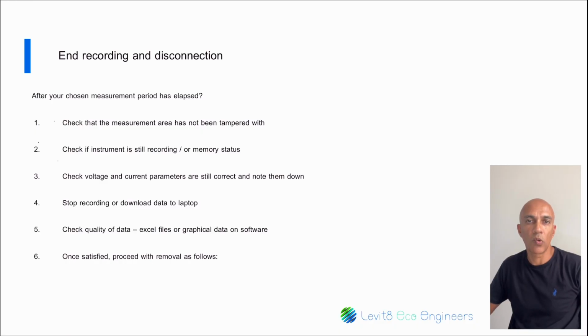Before stopping the recording, check that all voltages and current parameters are still being captured correctly by checking the displayed readouts and vector diagrams. Take note of the voltages and current readings as well. I always like to do this so that I can compare my start and end readings when I'm back at the office to check for accuracy. Once you are satisfied that they are in order, you can proceed to stop the recording or begin download if your instrument requires to be downloaded to a laptop.